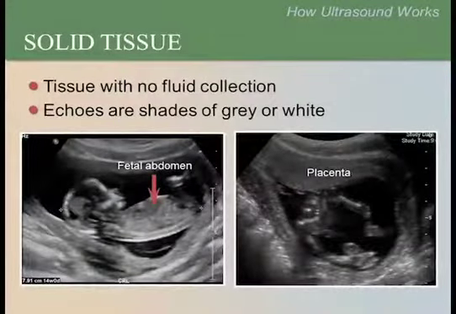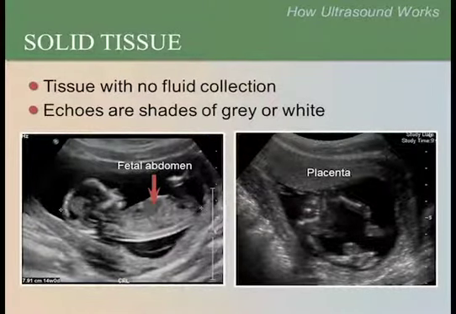Unlike cystic tissue, solid tissue has no fluid. Therefore, it will reflect some echoes. While cystic tissue will appear black, solid tissue will appear gray or white.